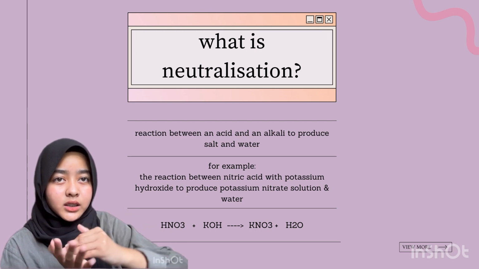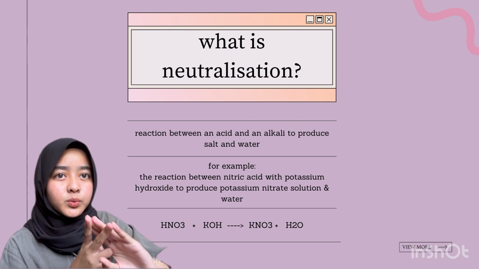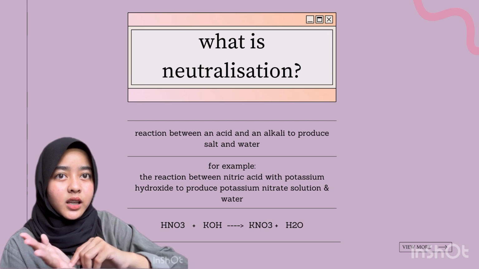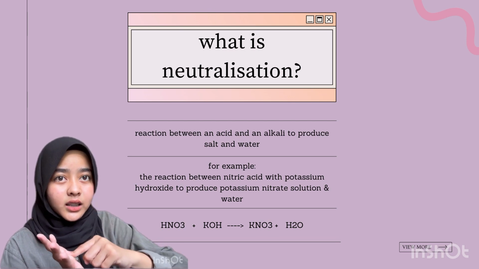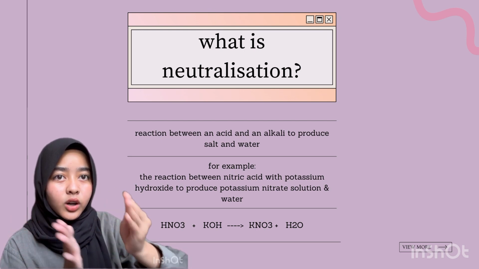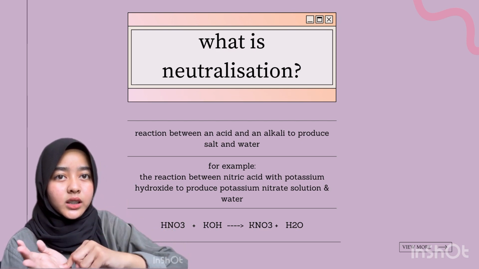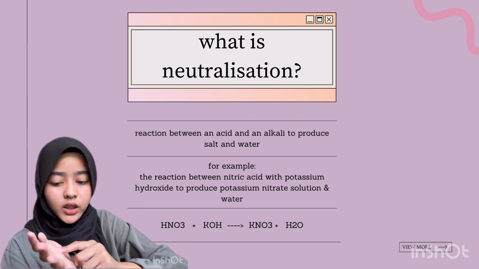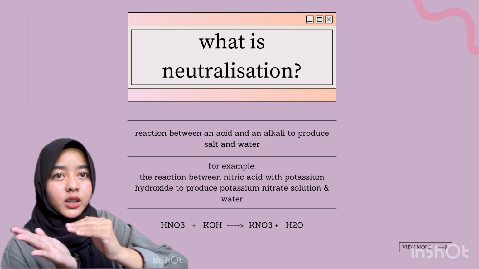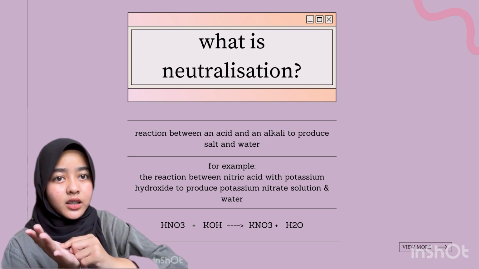For example, the reaction between nitric acid and potassium hydroxide produces potassium nitrate solution and water. Nitric acid is an acid and potassium hydroxide is an alkali. Then it will produce potassium nitrate, that is the salt, and water. For the equation, it will give us HNO3, which is nitric acid, and KOH, potassium hydroxide, will produce potassium nitrate, KNO3, plus H2O.